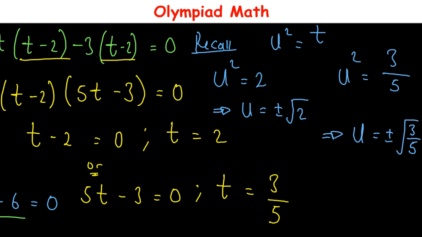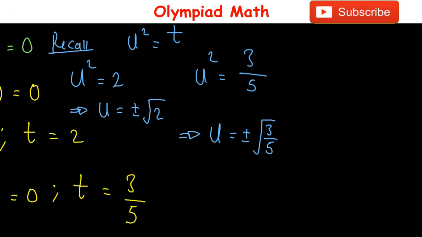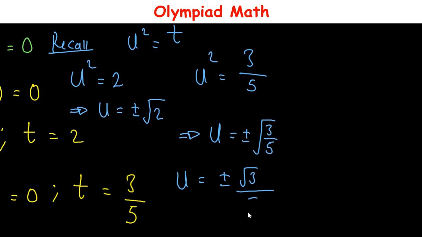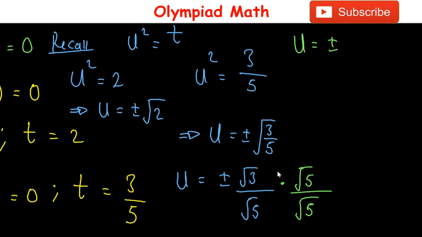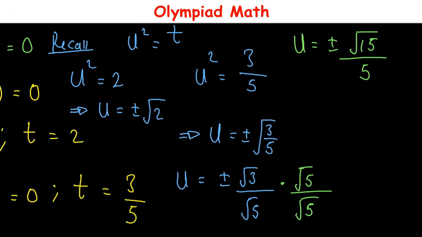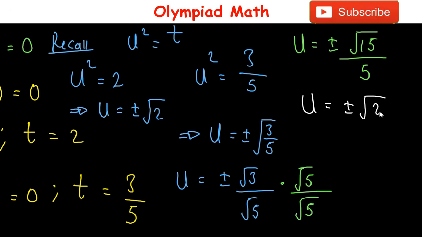If we simplify this further, the value of u is equal to plus or minus root 3 over root 5. We then multiply the numerator and denominator by root 5. So u is equal to plus or minus root 3 times root 5, which is root 15, divided by root 5 times root 5, which is 5. And meanwhile, the other one is u equals plus or minus the square root of 2.